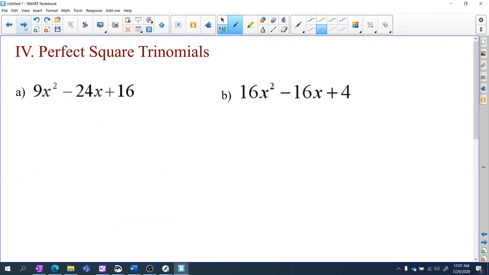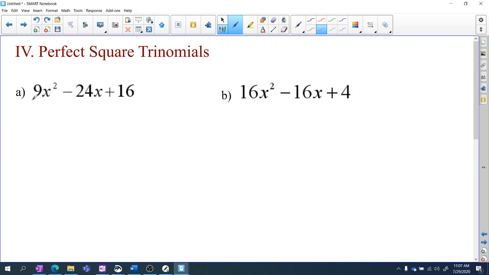Continue on our journey of trinomials. Now we're going to look at perfect square trinomials. We've actually already looked at these a little bit because when we did our vertex form and we did completing the square, we were making perfect square trinomials. So we've had the discussion on, well, what is a perfect square trinomial? And if we can pick them out, then we should be able to factor them pretty quickly because we already did it when we did completing the square.